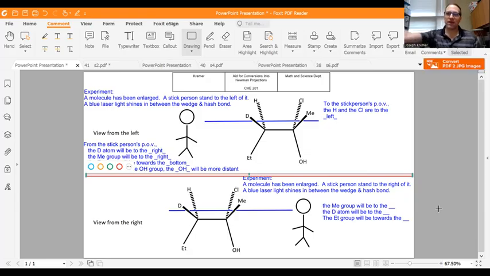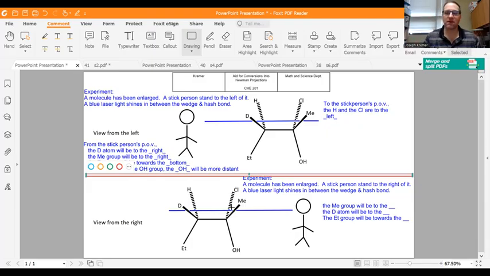And again, they've got this blue laser, and they're shining the blue laser in between the wedge and the hash. Just goes to show you that the wedge is more toward the front. That's why it appears thicker and bigger, because it's closer to you. The wedge is nearer to you from the seat on your chair where you're sitting right now. The wedge is closer to your face than the hash. That's why the hash appears kind of fuzzy. This bond appears kind of dashed because it's further away. It's kind of foggy.